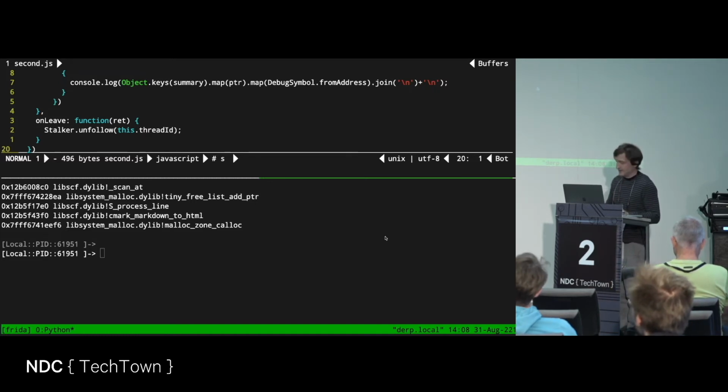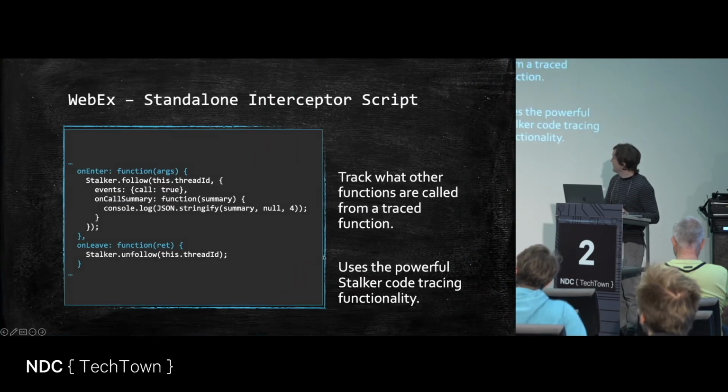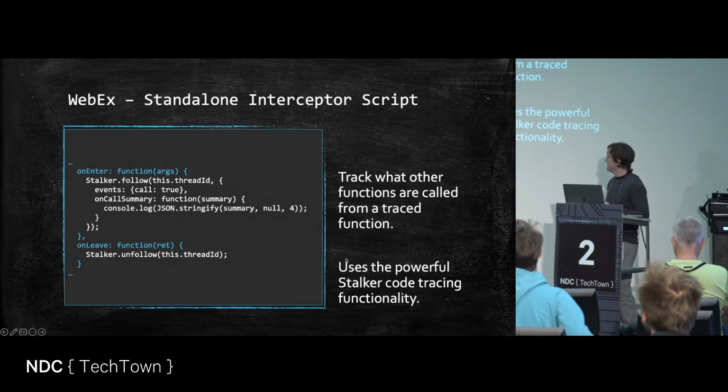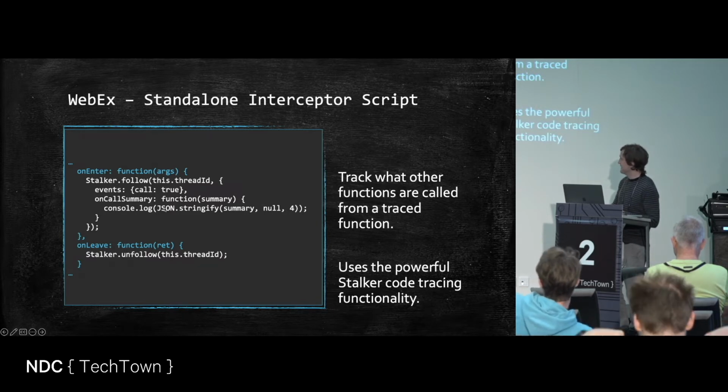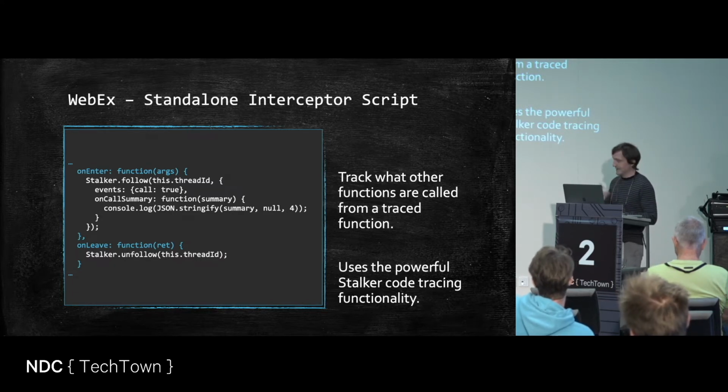And it's really important also that when you're using Stalker inside of a hook like this, that you call unfollow in the onLeave function, because otherwise this is just going to keep code tracing forever, even after the hook is done. And then if the hook is called again, it'll start following again. There'll probably be a race condition or something. It's probably just going to crash.